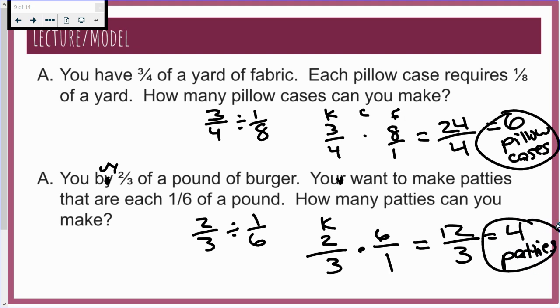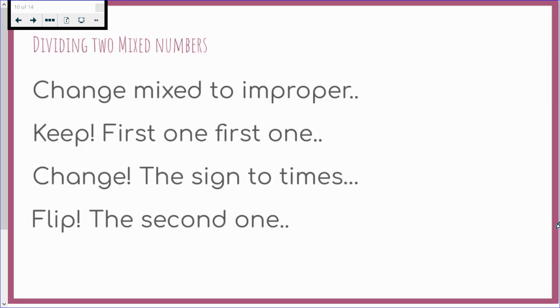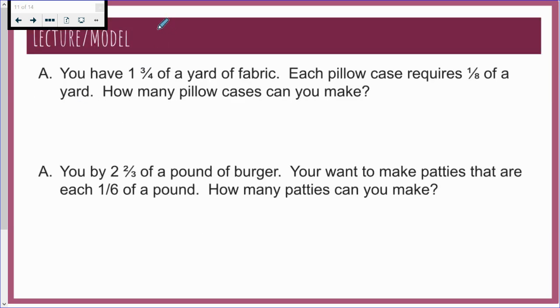All right, and last but not least, now let's involve mixed numbers. The only thing we need to add is changing a mix to an improper. All right, why are there two example A's again? Let's do example B here. You buy 2 2/3 pounds of burger. You want to make patties that are each a sixth of a pound. How many patties can you make?